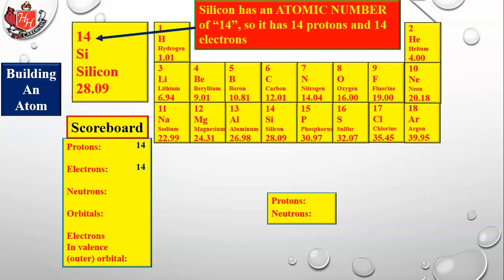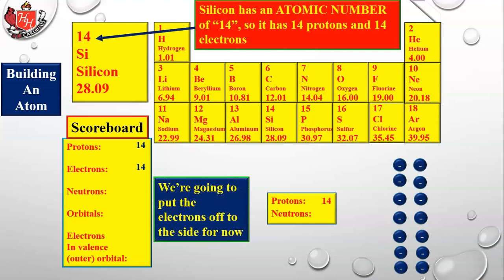And now we can also fill in the nucleus. Rather than draw 14 circles with plus signs, which would represent protons, that's too many. So let's just put the number 14 there in the nucleus, down there in the center box. Okay? So now we're ready to move on to neutrons.